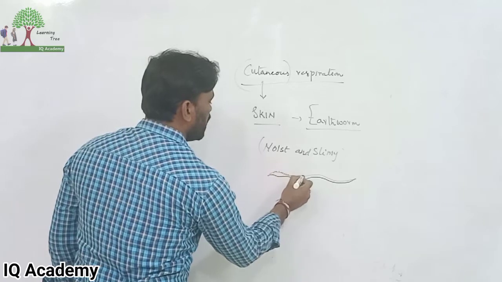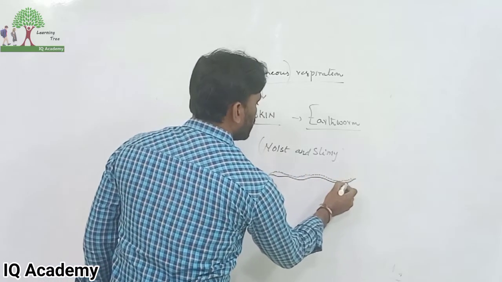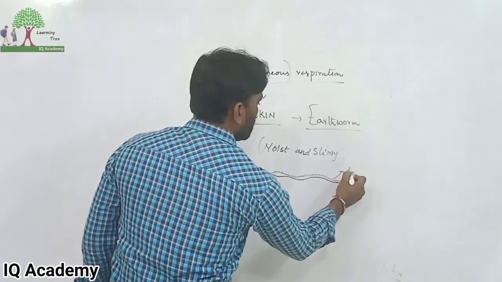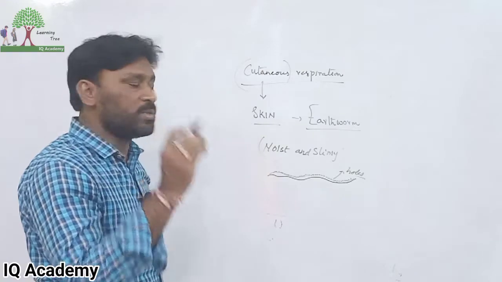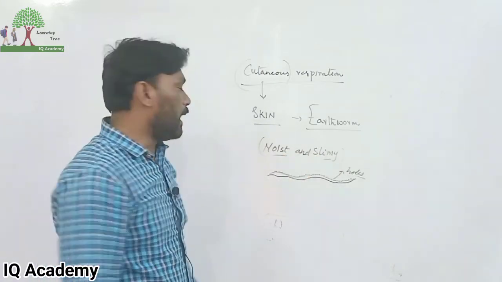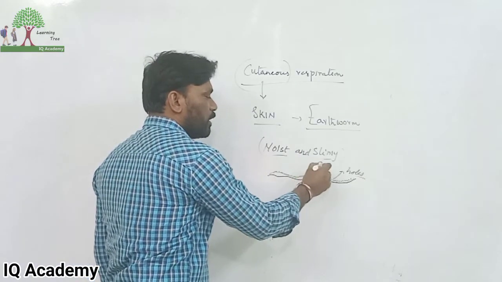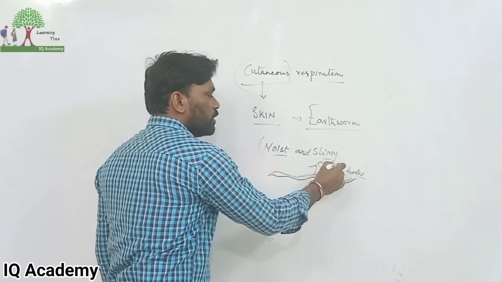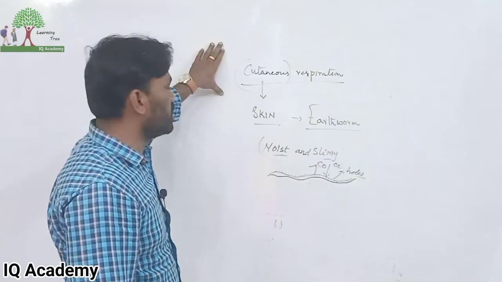Small pores are present in the skin. Pores means holes. The skin is made up of small holes, and it is covered with a moist and slimy layer. Through this skin only, exchange of gases takes place. Carbon dioxide is released, and oxygen is taken inside through the skin. It is called cutaneous respiration.